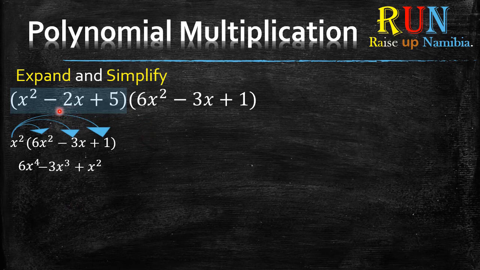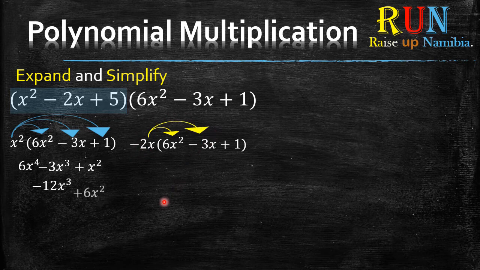Now we move on to the second term, which is negative 2x. Now negative 2x multiplied by this bracket will give us what? Negative 2x multiplied by 6x squared will give us negative 12x cubed. Remember I told you once you get your answer, you always align it with their like terms. Why? Because we don't want to just put it next to this term. For example, here we have 3 terms in both brackets. So imagine how many terms we will get if we were just to put them next to each other. We might be getting a lot of terms which will be hectic to find the like terms. Okay? So negative 2x multiplied by negative 3x will give you what? Positive 6x squared. And then negative 2x multiplied by 1 will give you negative 2x.